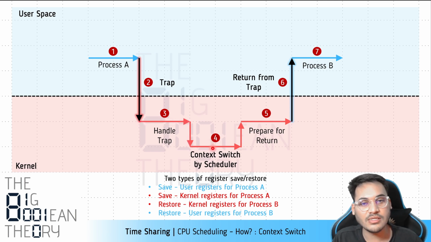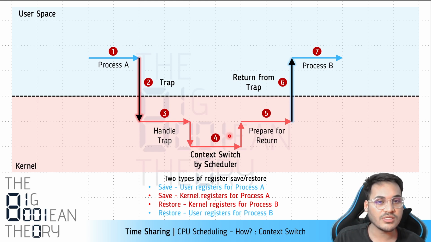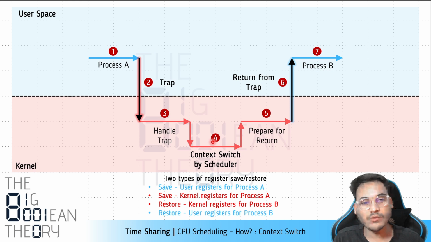You can think of this in this way: before the switch we are executing the kernel from the perspective of process A. After the switch we are executing the kernel code from the perspective of process B. So at this point when we make the switch, these are the kernel registers. This is a different save and restore, right?